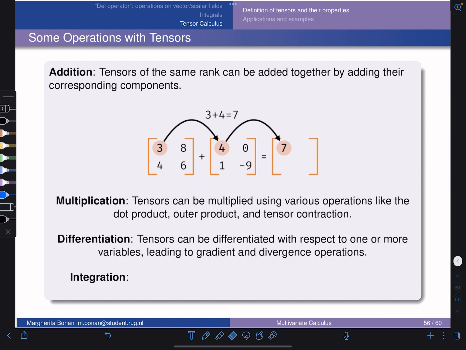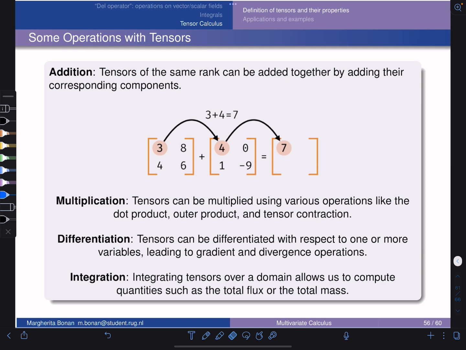We will see now the differentiation of tensors. So we can differentiate them, but with different operators. We can take the divergence, or we can have the gradient. We will see on the next slide how to take the divergence of a tensor. We can also integrate tensors, and this allows us to compute quantities like the total flux or total mass, depending on which kind of tensor we are integrating.